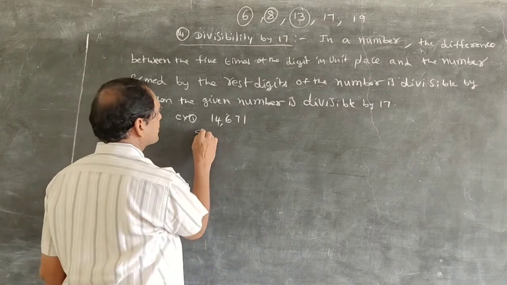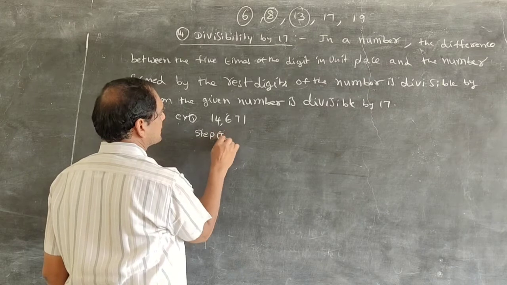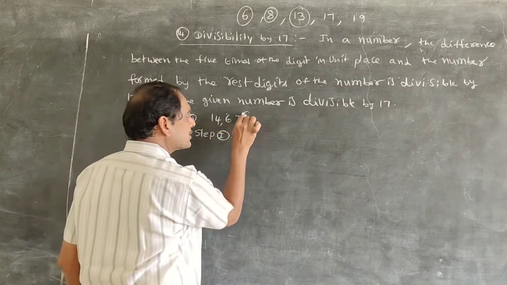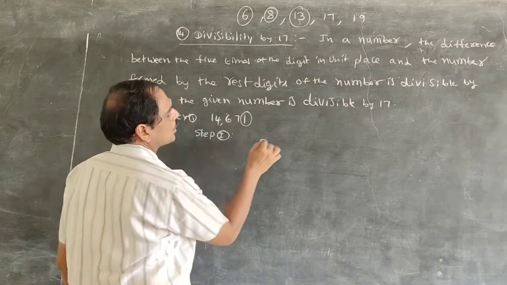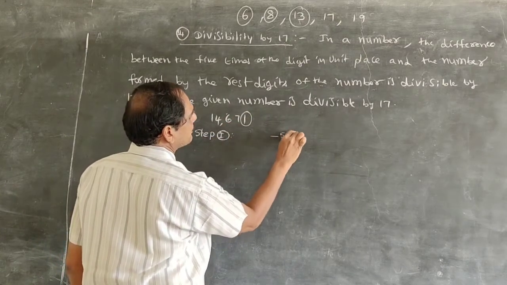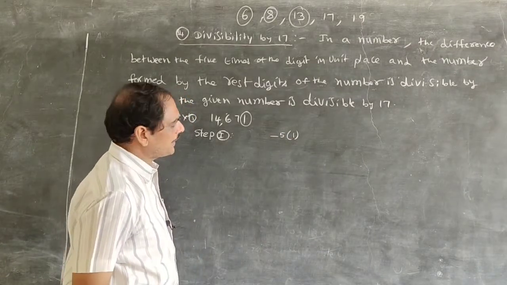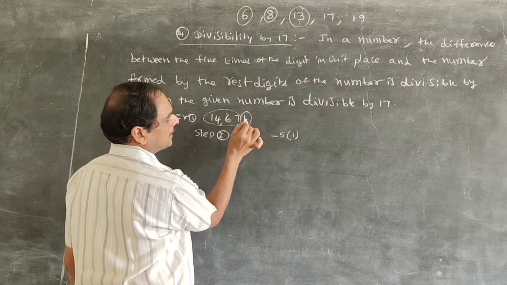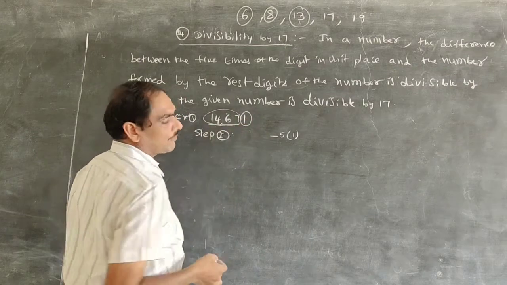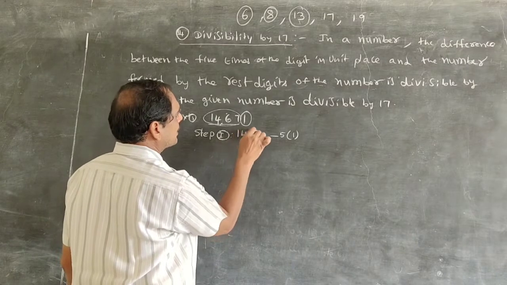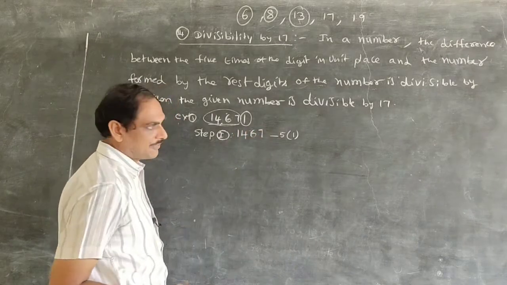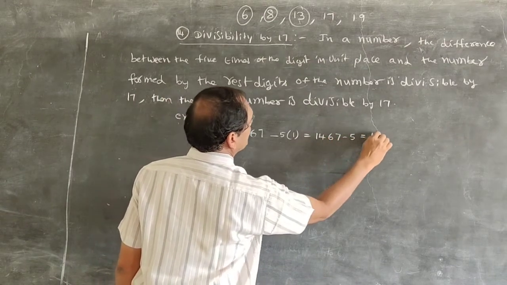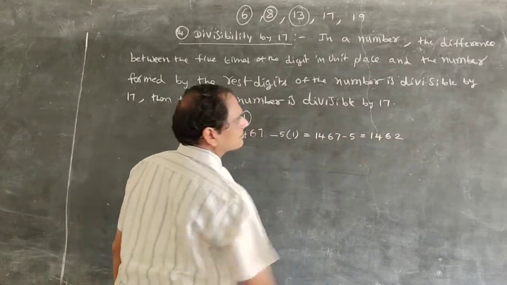14,671. In this, first we take step 1. Step 1 is, in this, the unit digit of the number is 1. So, 5 times the digit in unit place, and the difference between 5 times of the unit digit and the number formed by the rest of the digits. Rest digits are 1467. That is equal to 1467 minus 5. That is equal to 1462.